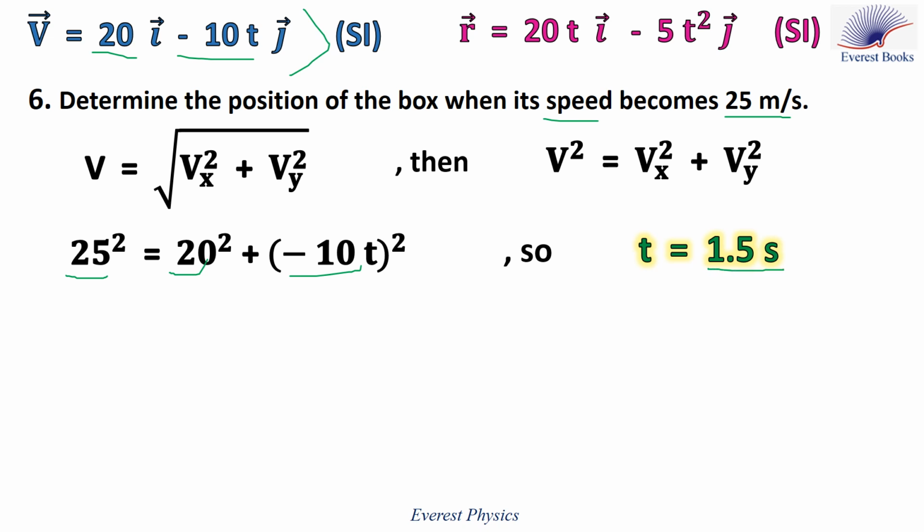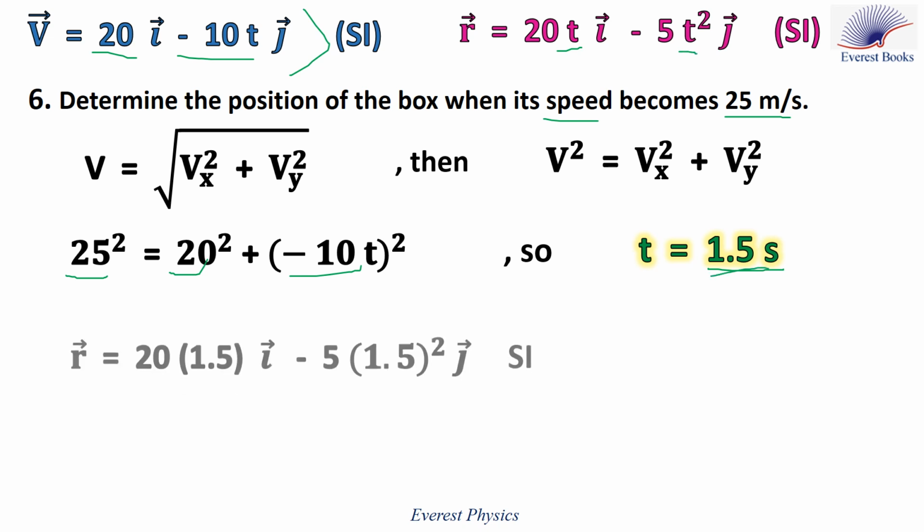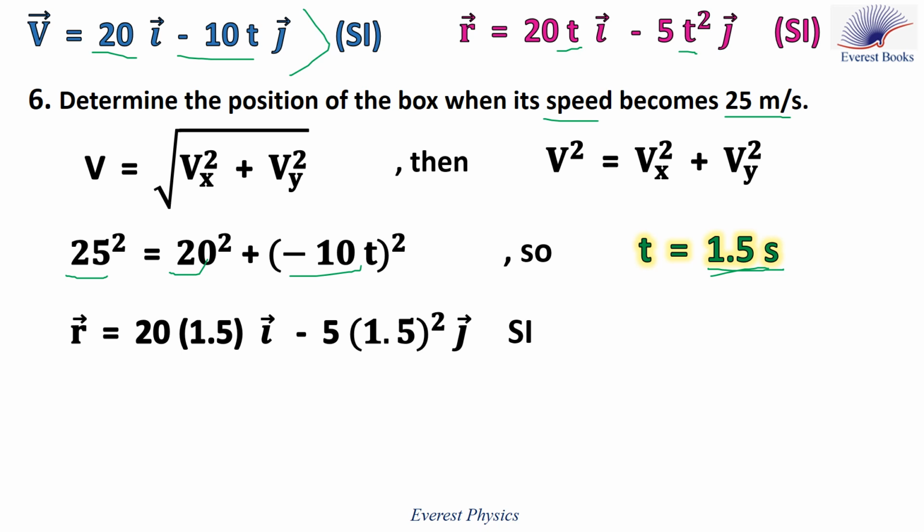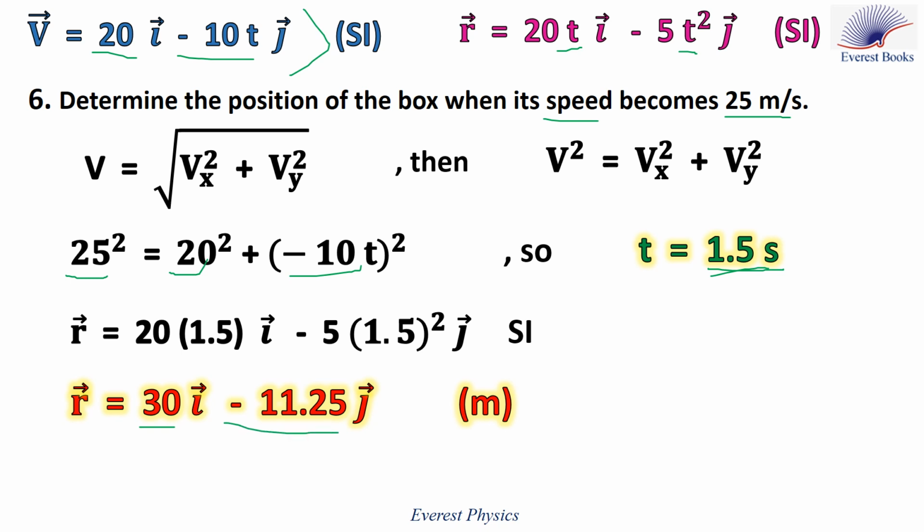Now, replace t in the expression of the position vector by 1.5 seconds. You will get this equation. Then, the position vector of the box when its speed is 25 meters per second is 30i minus 11.25j. Its abscissa is 30 and its ordinate is minus 11.25.